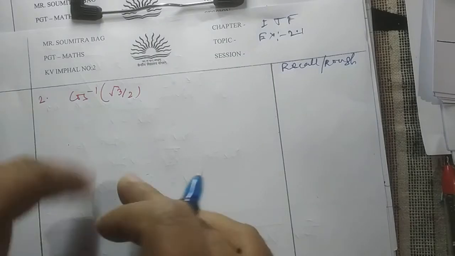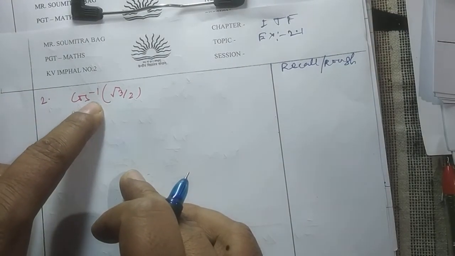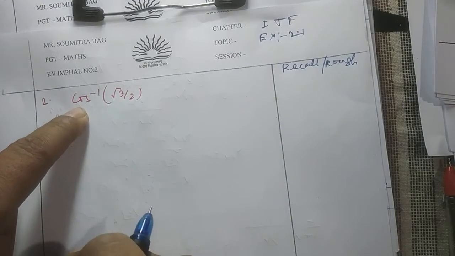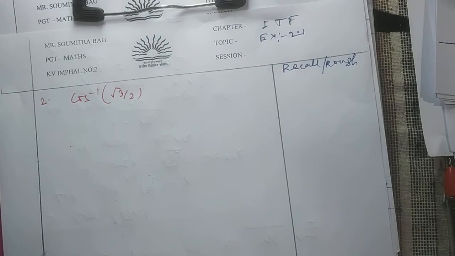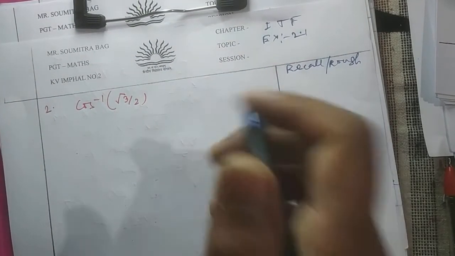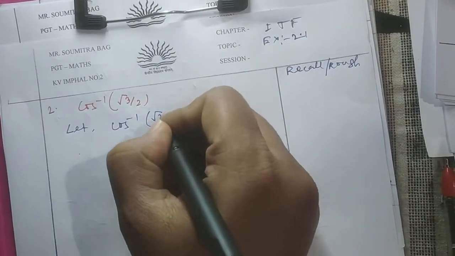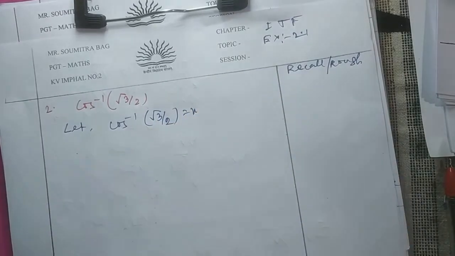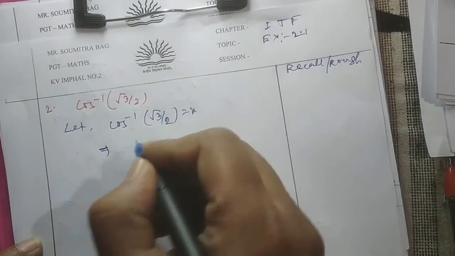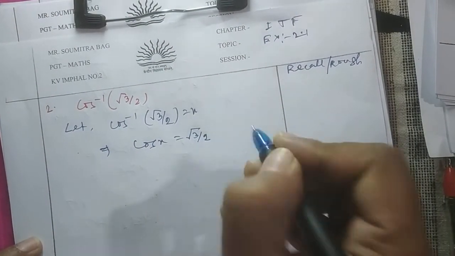Now let us come to question number 2. In a similar manner, here you have to find the PV of the given ITF. That means here we have to find the PV of cos inverse root over 3 by 2. So let us proceed in the similar way as the previous one. Let cos inverse root over 3 by 2 equal x. Understood? So in the similar manner, we can say cos x will be equal to root over 3 by 2. Correct?